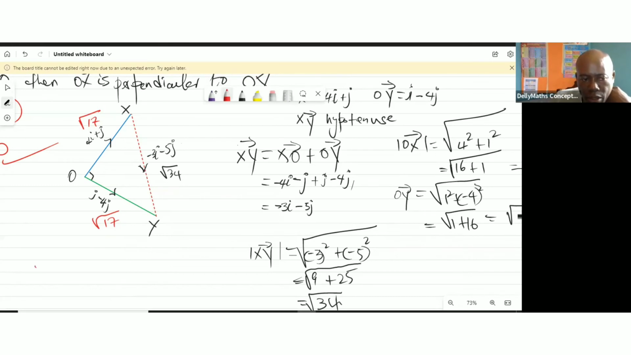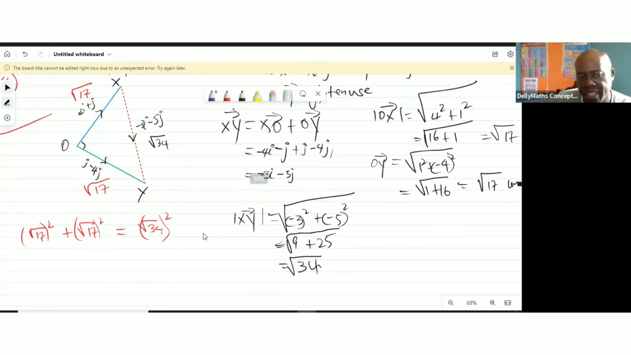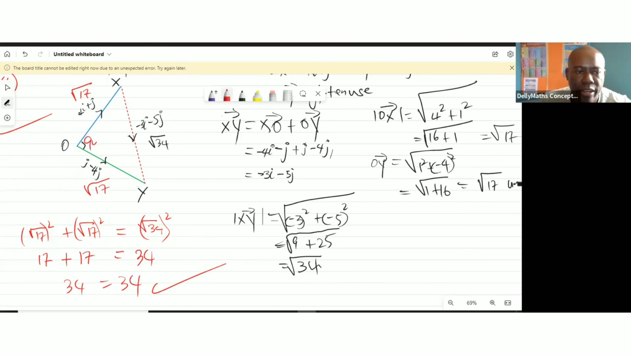In other words, the root of 17 squared plus the root of 17 squared must equal the root of 34 squared. So we are saying that if we use Pythagoras on this, we should see the same thing. And if this is so, then it's a right angle, because Pythagoras is based around the right angle triangle. The root of 17 squared is 17. The root of 17 squared is 17. The root of 34 squared is 34. 34 is equal to 34. Definitely, there's a right angle here that would have caused that.